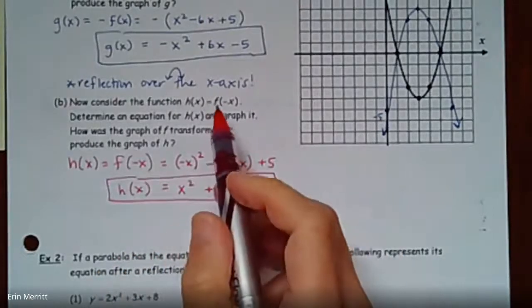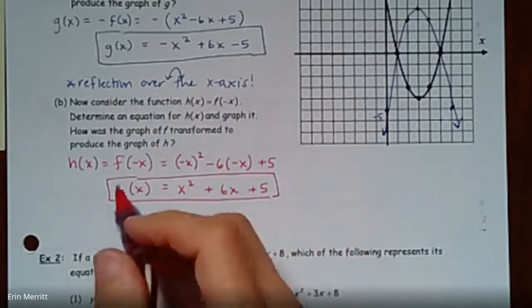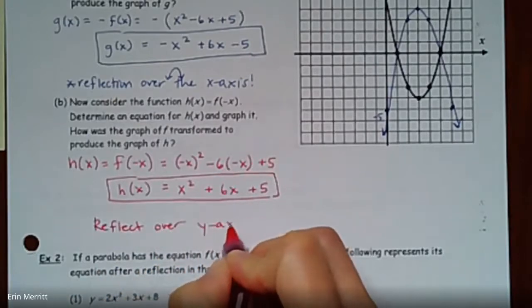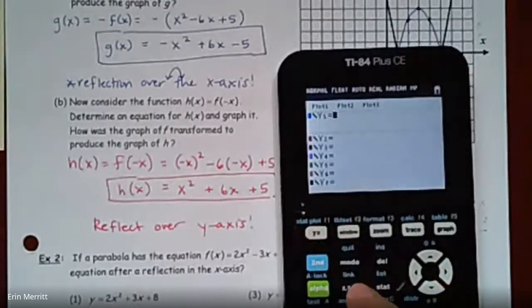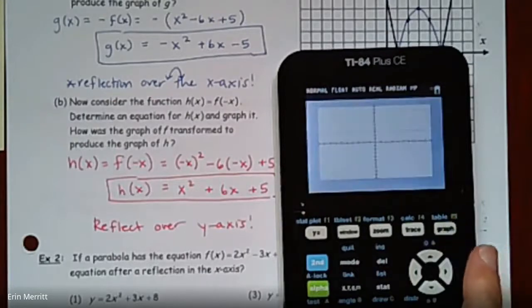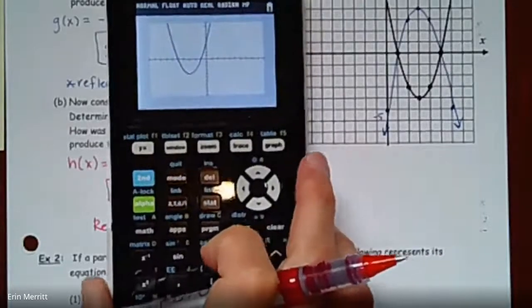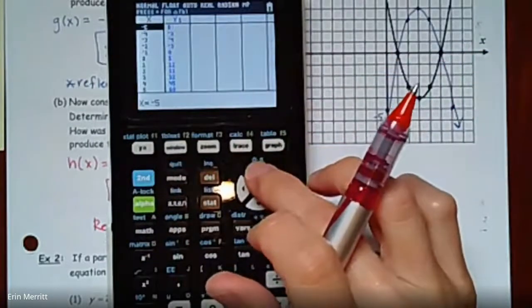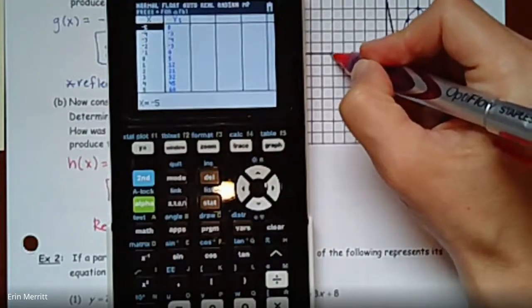Now, based on the fact that it's f of negative x, that should mean that we're reflecting it over the y-axis. But you can use your calculator to confirm that. So I'm going to come on up here and type in x squared plus 6x plus 5 and graph it. And there we go, it's on that left-hand side over. So I can use my table to plot exact values if I need to. So at -5, it should be 0. So 1, 2, 3, 4, 5.